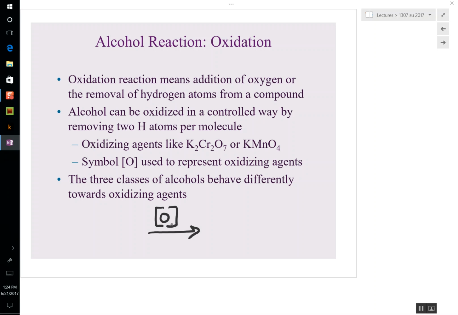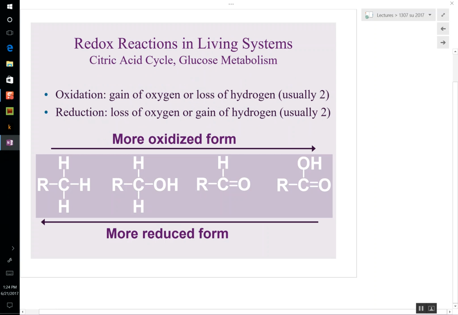Okay, the three classes, here's the important thing here. The three classes of alcohols behave differently towards oxidizing agents. So we have to think about each one of them. Instead of oxidation being the loss of electrons and reduction the gaining of electrons, you're going to see this slide in chapter 12 right now, chapter 13, chapter 14, as we talk about things. Notice this arrow moving in this direction is oxidation. This arrow coming back in the reverse direction is reduction.